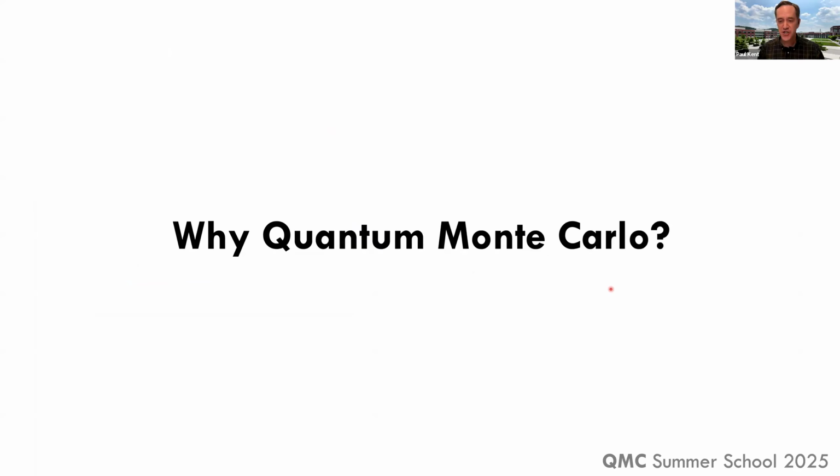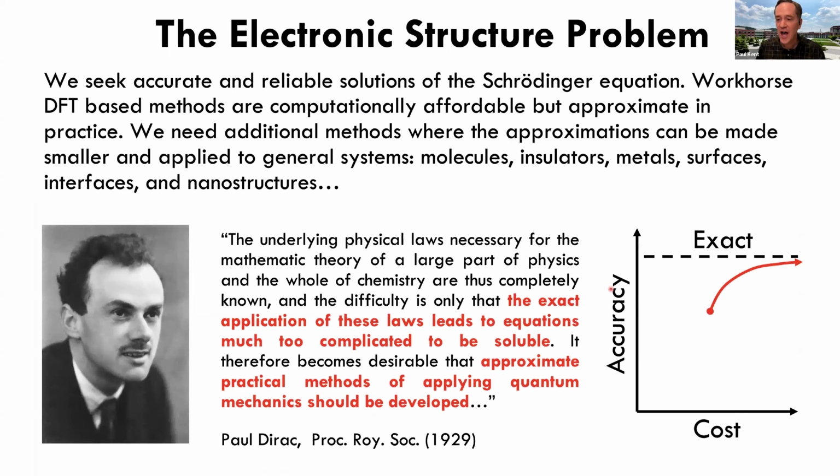So let me transition now to one of the main two topics today. Why might we be interested in Quantum Monte Carlo? And I thought I would start with what's probably the main motivation for most of us, right, which is tackling the electronic structure problem. So where we need accurate and reliable solutions of the Schrödinger equation for a model of a real material or molecule.